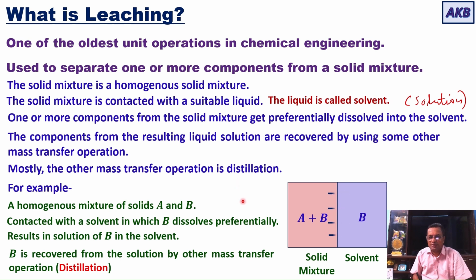So I hope you have understood what leaching is. Leaching is one of the oldest unit operations used in chemical industries. It is used to separate one or more components from a homogeneous solid mixture. For this, the homogeneous solid mixture is contacted with a suitable liquid, which we call the solvent. At the end, we have a solution of those separated components, and in order to separate those components from the solution, we need to use some other mass transfer operation, in most cases distillation. I have discussed one example to show how separation is done in leaching. So leaching involves contact of a solid phase with a liquid phase.